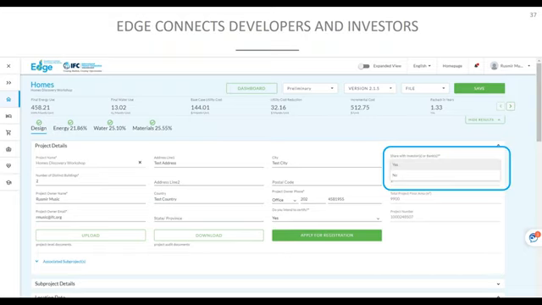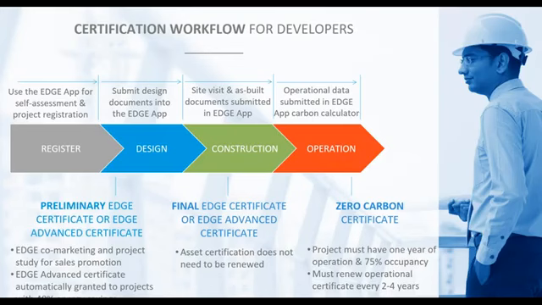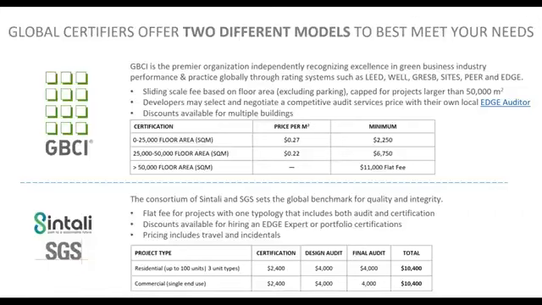And looking at the Edge certification workflow, it's as simple as this. You register the project, you submit a design certification, you get that reviewed by an Edge auditor and approved. Then at the final stage of construction, you will do another submission and audit. And then if you want to go for zero carbon, that's something you'll do on the operations side. I won't go into the details of that today. That's something that can be learned in our Edge experts workshop, which is a much more detailed look at the Edge tool.